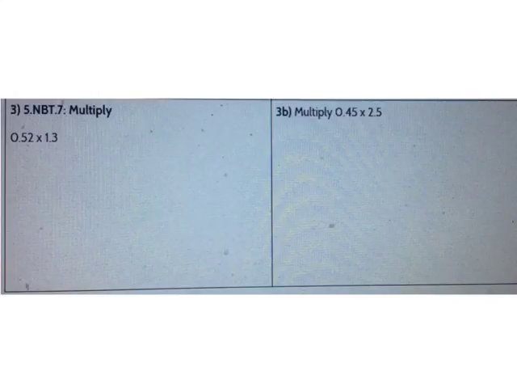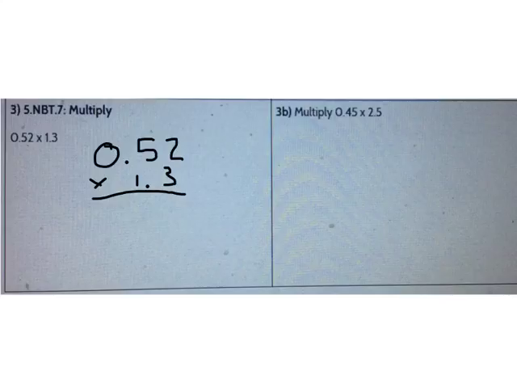We've also talked about multiplying by decimals. Let's look at an example. 52 hundredths times 1 3/10. Remember, I don't need to line decimals up when they multiply. First, I'm going to count how many digits are behind the decimal. 1, 2, 3. There are 3 digits behind the decimal.